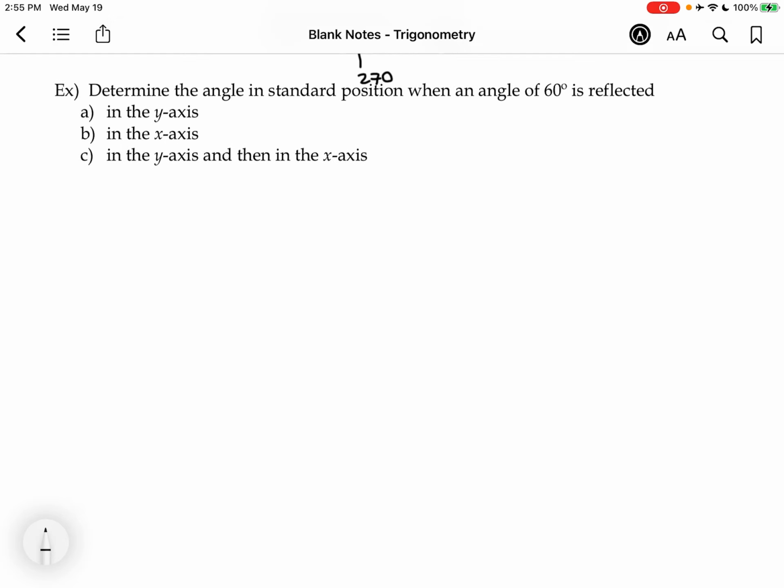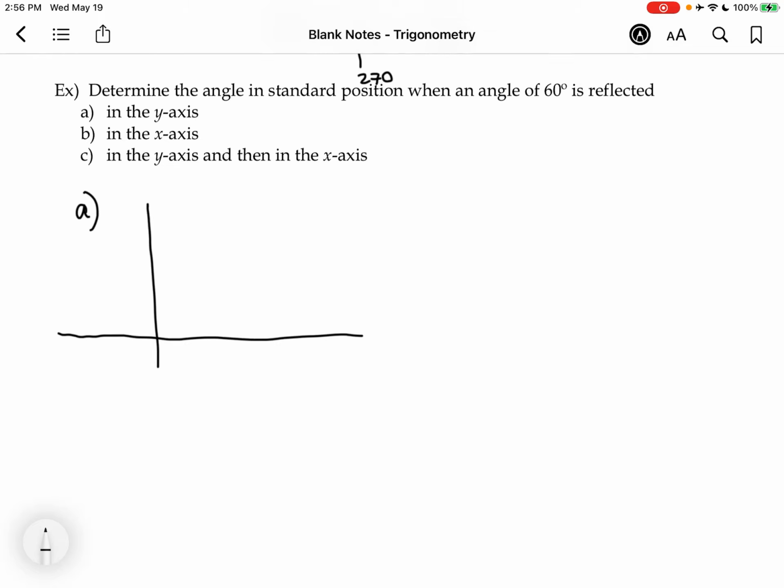All right, so let's try another one. Determine the angle in standard position when an angle of 60 degrees is reflected, A in the y-axis, B in the x-axis, C in the y-axis and then the x-axis. Okay, so let's take these one at a time. We'll start with A.